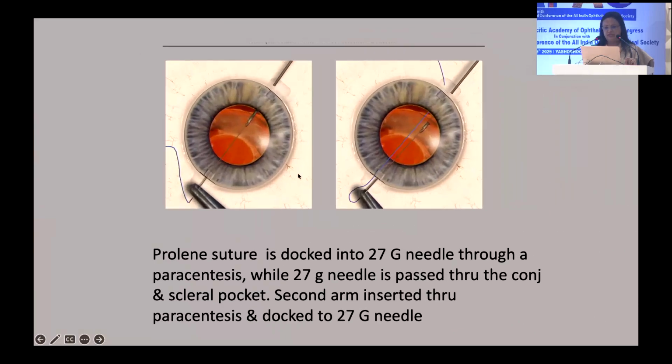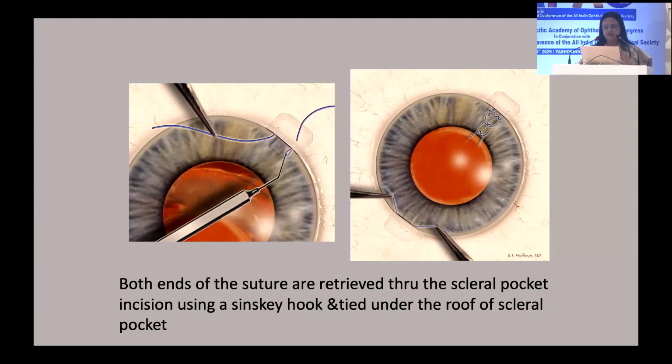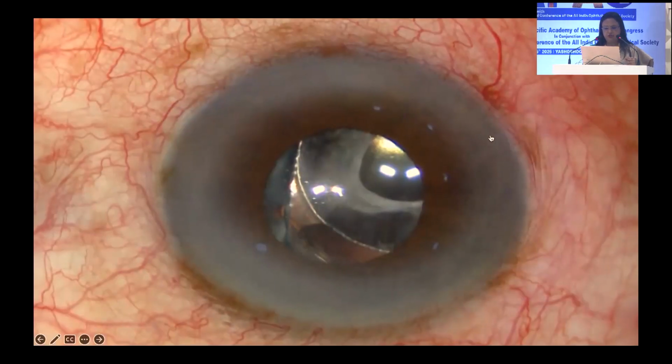And after that, you introduce a 26 gauge needle and thread the 10-0 polypropylene through it. One of the sutures go on top of the haptic, the other one goes below the haptic. You can see that. So a nice loop is formed, and this is done on either side. So when you pull the lenses together, it comes to the center. So finally what you do is you retrieve the suture from under the pocket and tie it. So this is how a Hoffman's pocket is created, and I'll show you the video.